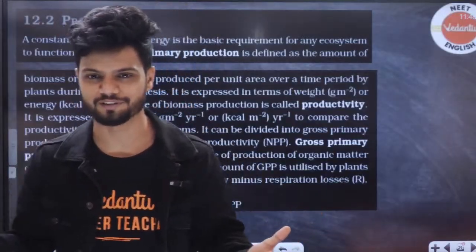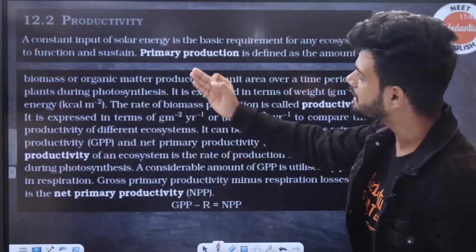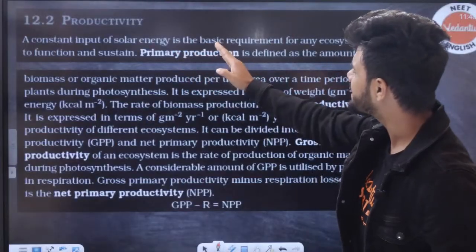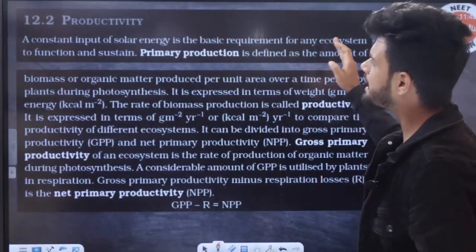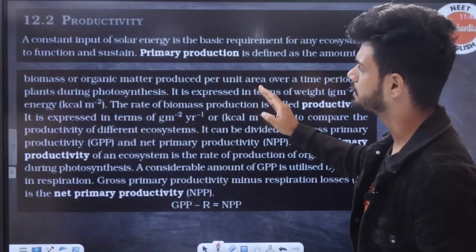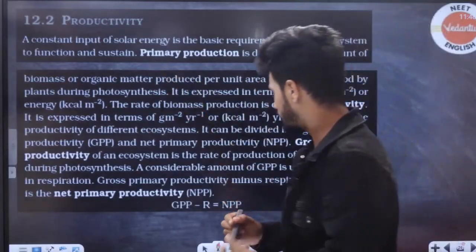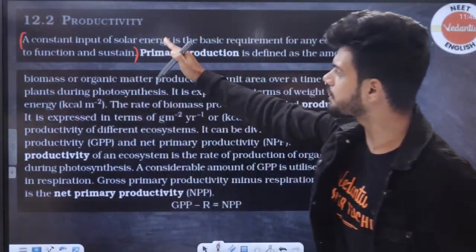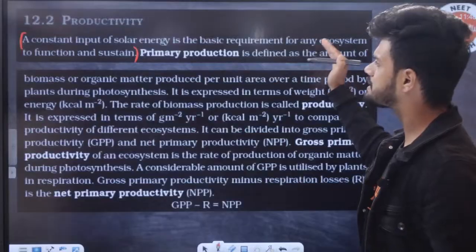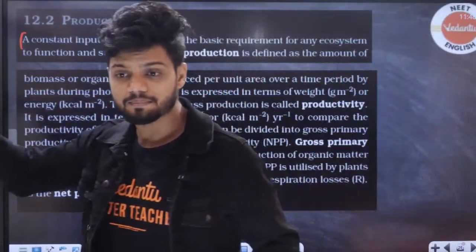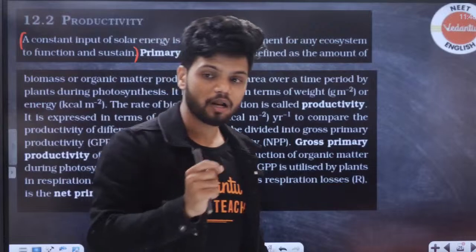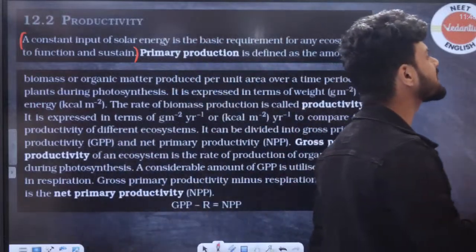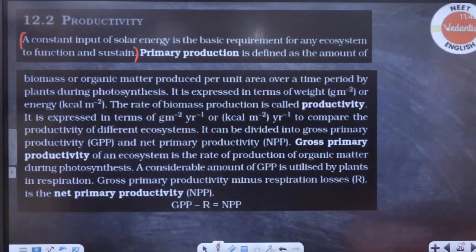No confusion whatsoever. The constant input of solar energy is the basic requirement for any ecosystem to function and sustain. Students, is it true or false? A constant input of solar radiation is a basic requirement for any ecosystem. Is it true for all ecosystems? Or is there any exception?